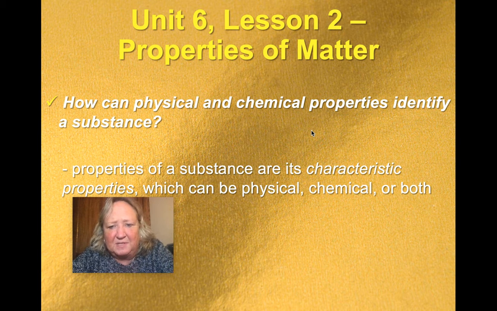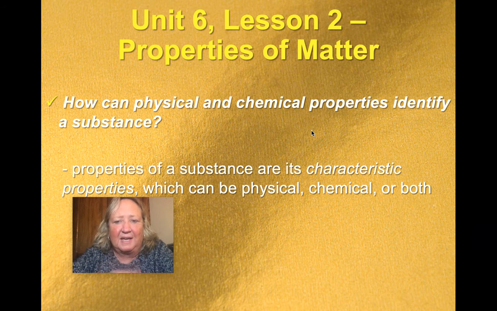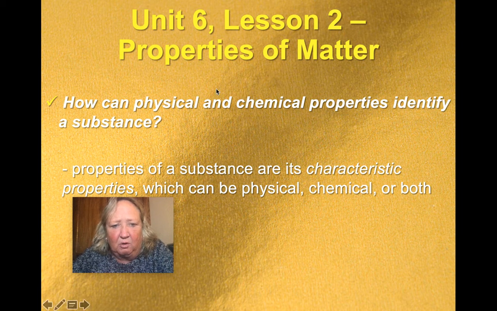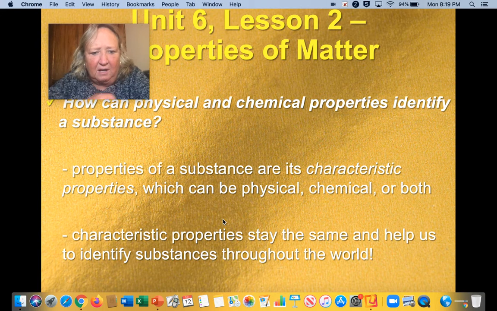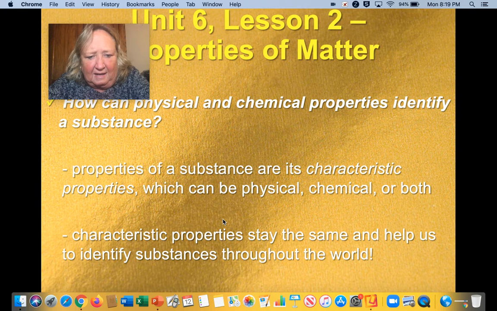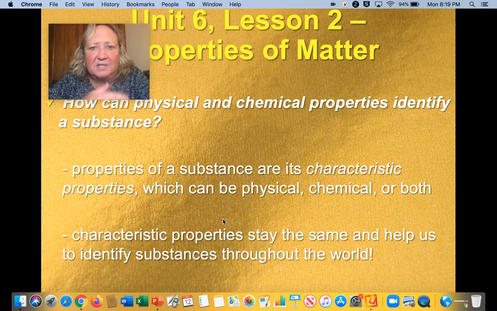Properties of a substance are its characteristic properties, characteristics of it. And they can be physical or chemical or both, actually. And they stay the same, or they help us identify substances throughout the world. So if you could do something here in wonderful Marion, Ohio, you could also use those same things no matter where you are around the world.